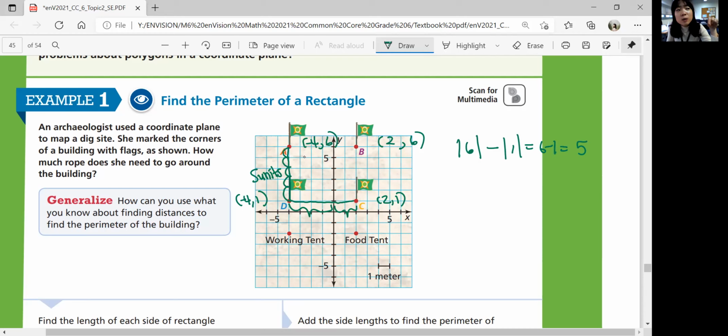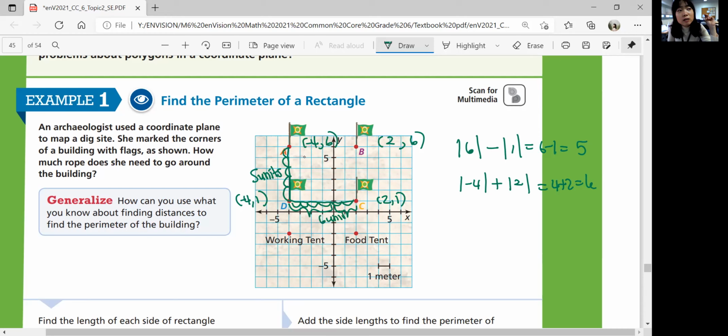So since their y values are the same, you're going to use your x values to figure out the horizontal distance. Absolute value of -4 is the distance from D to 0, and absolute value of 2 is the distance from C to 0, and you add them because they're in different quadrants. So 4 plus 2 would be 6. Let's check. 1, 2, 3, 4, 5, 6 units.